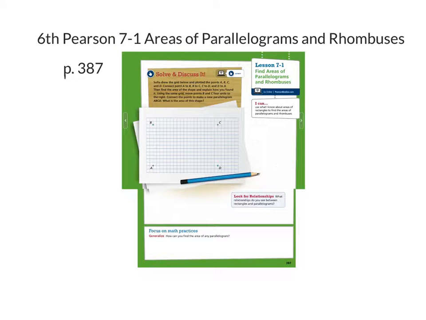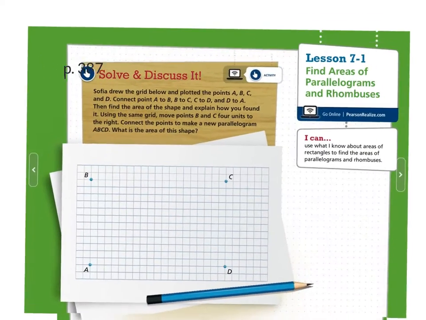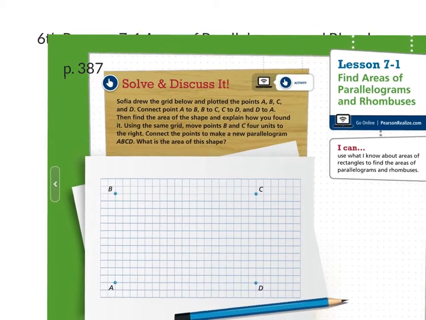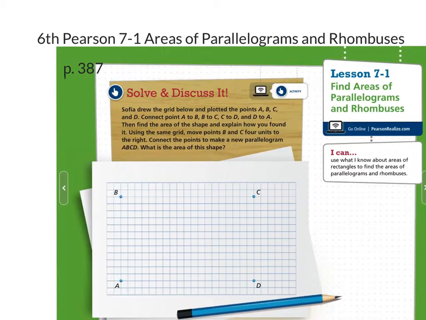Lesson 7.1 talks about the areas of parallelograms and rhombuses. So on page 387, Sophia drew the grid below and plotted the points A, B, C, and D.